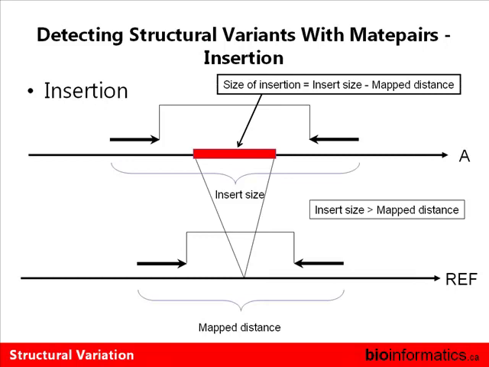Pretty straightforward stuff. This, by the way, makes the assumption that there's only a single event between these two mates. It's a somewhat reasonable assumption in most cases because the events we're looking at are relatively rare. We have seen cases where that's not true, where multiple events actually happen between the pairs.